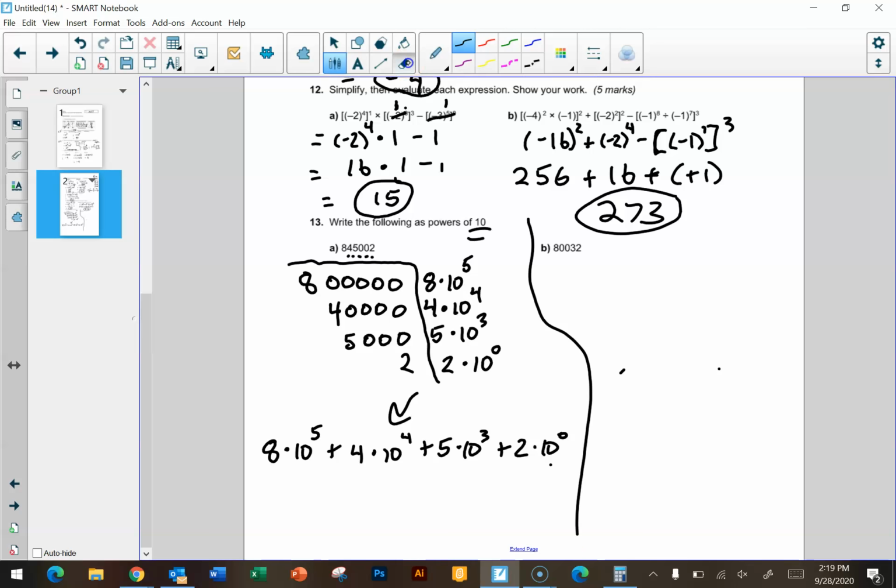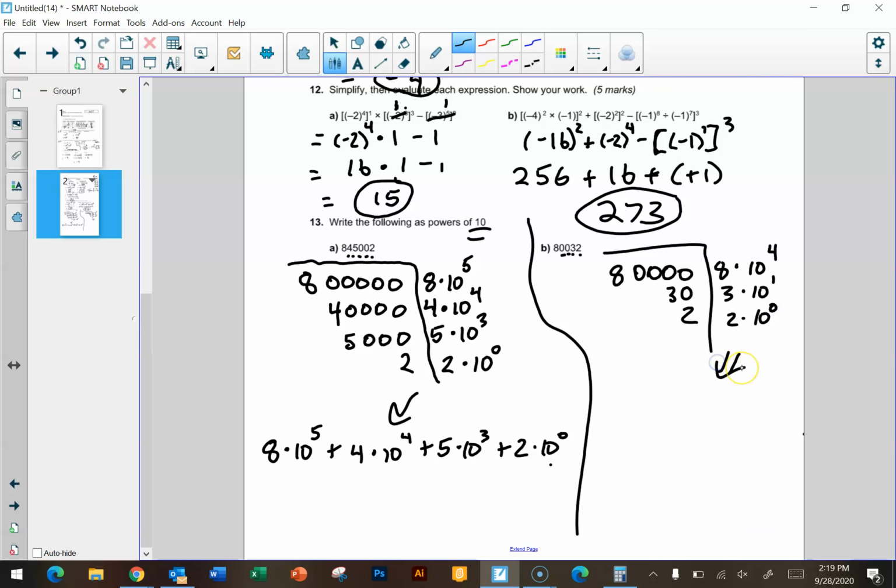Okay, let's do the exact same thing with the next number, which is probably even a little easier. So we start with 8. How many places? 1, 2, 3, 4. Okay. Then 0, 0, so I'm going to skip those. And then in the tens place, we've got 3, and in the ones place, we've got 2. So once again, let's do 8 times 10 to the power of 4 zeros, 3 times 10 to the power of 1 zero, and 2 times 10 to the power of 0 zeros.